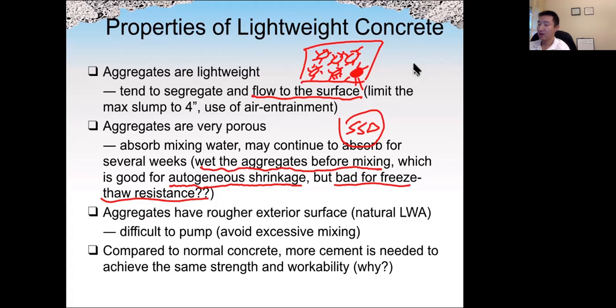And the last one, compared to normal concrete, more cement paste is needed to achieve the same strength and workability. This is again because lightweight aggregate is weaker compared to normal aggregate. For the concrete to have the same strength, we need to increase the strength of the cement paste, so that it may compensate for the weaker aggregate. And also for workability, we need to increase the amount of cement paste to achieve the same slump, because lightweight aggregate is very porous, which will reduce the workability of the concrete.